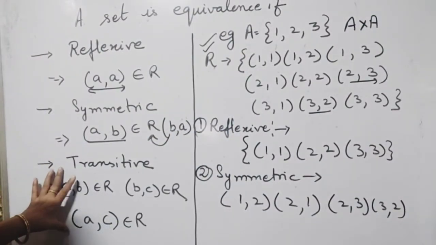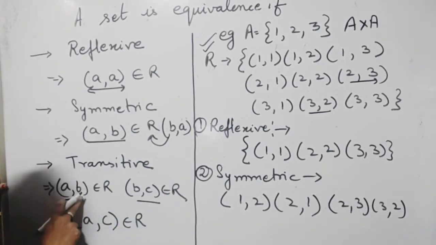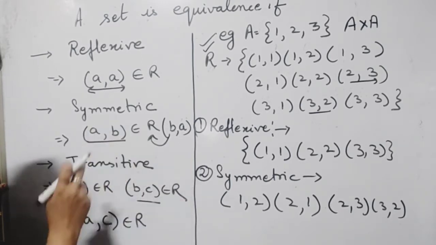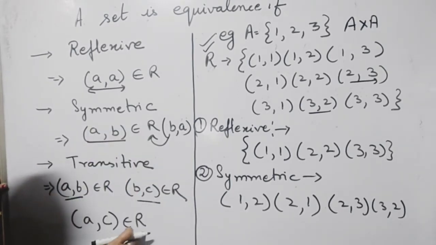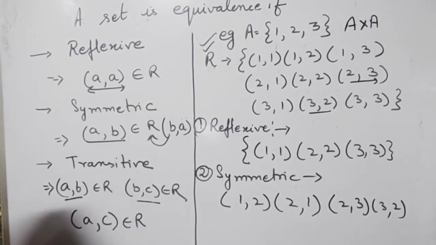Now, what is transitive? Transitive means there are 3 ordered pairs. A and B, it belongs to relation. B and C, it belongs to relation. And another A, C also belongs to the relation. So, we have to find 3 ordered pairs.